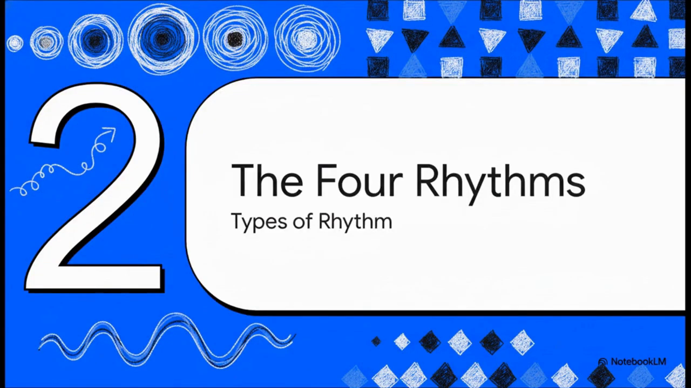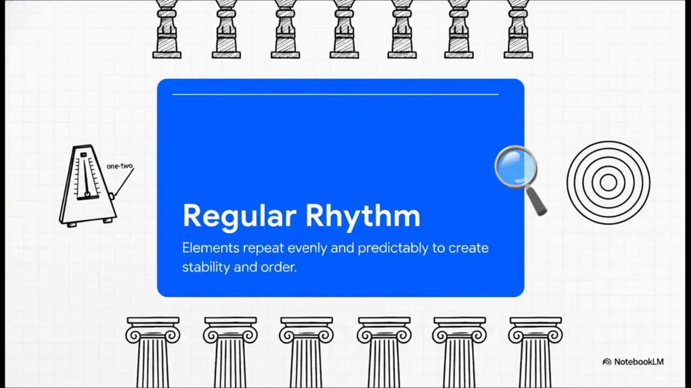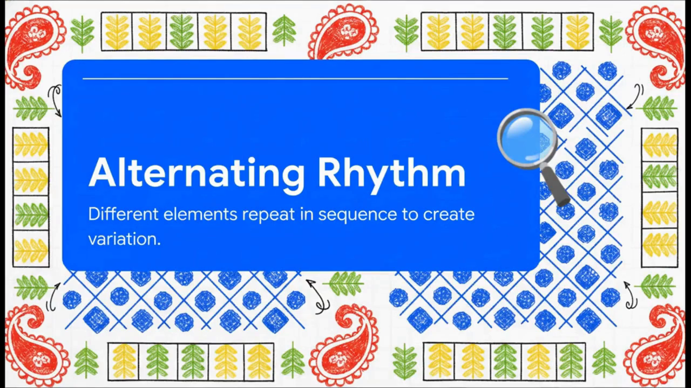Section 2. The 4 rhythms. Now, what's really interesting about this slide is how we break down the different types of visual flow. Let's go through them. First up, we've got regular rhythm. This is when elements repeat evenly and predictably. Think of a super steady 1-2-1-2 tempo. Just visualize the majestic, completely evenly spaced stone pillars lining the sprawling halls of the Meenakshi temple, or really any classic architectural columns. The spacing is consistent, the size is consistent, and it creates this profound sense of calm, stability, and supreme order.